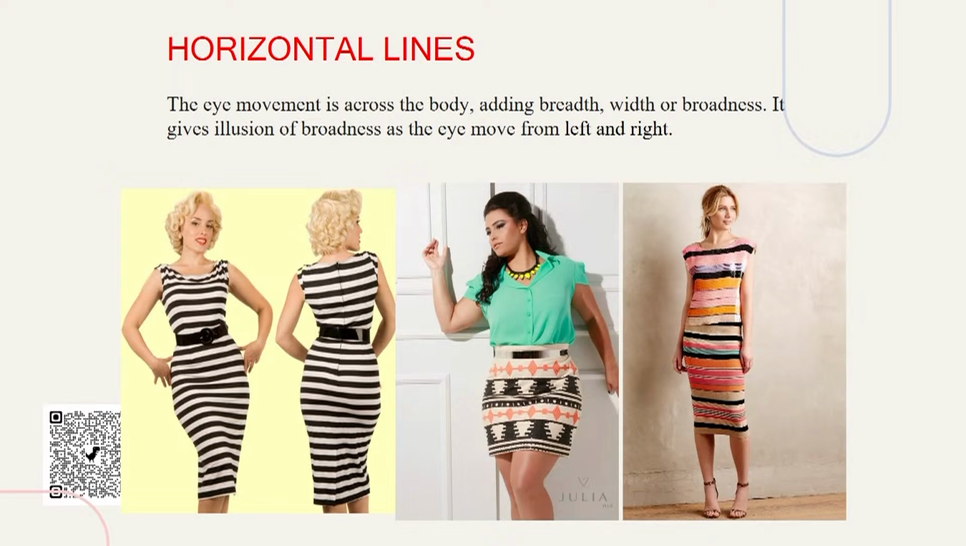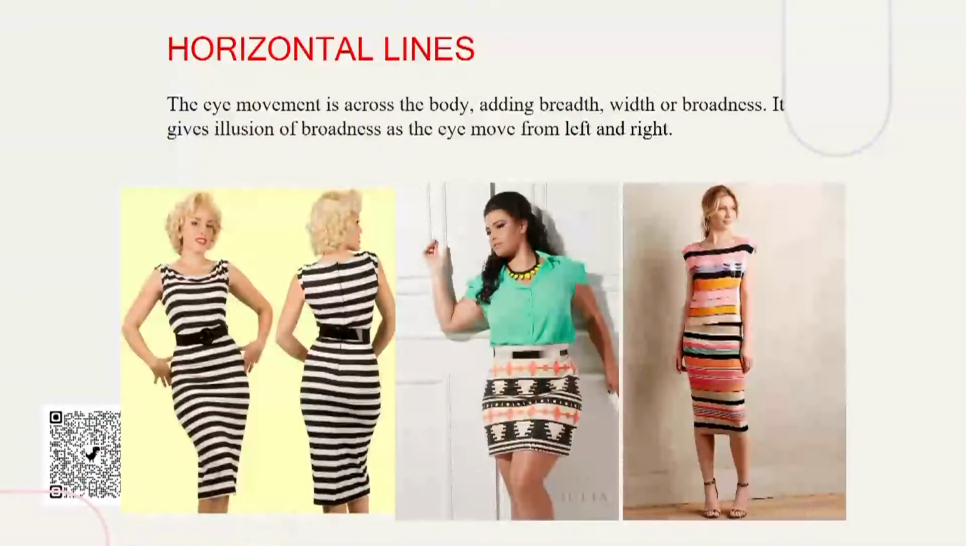In the images here you will see how horizontal lines are depicted in the garment. In the first image you will see printed horizontal lines, and even the belt is horizontally placed on the garment. Then in the second image, a printed skirt with horizontal designs, zigzag patterns, etc., but placed horizontally. And again in the third image you will see multicolored broad lines which are placed horizontally one after the other.